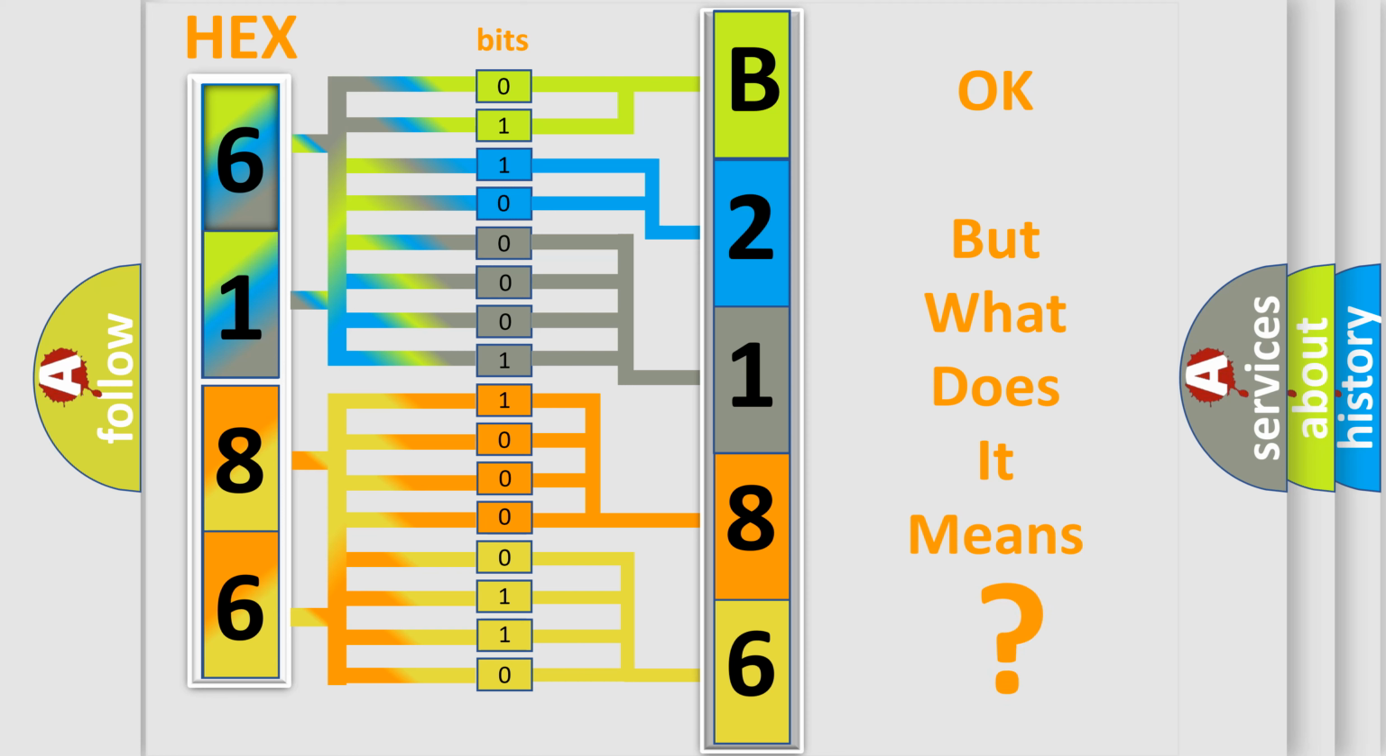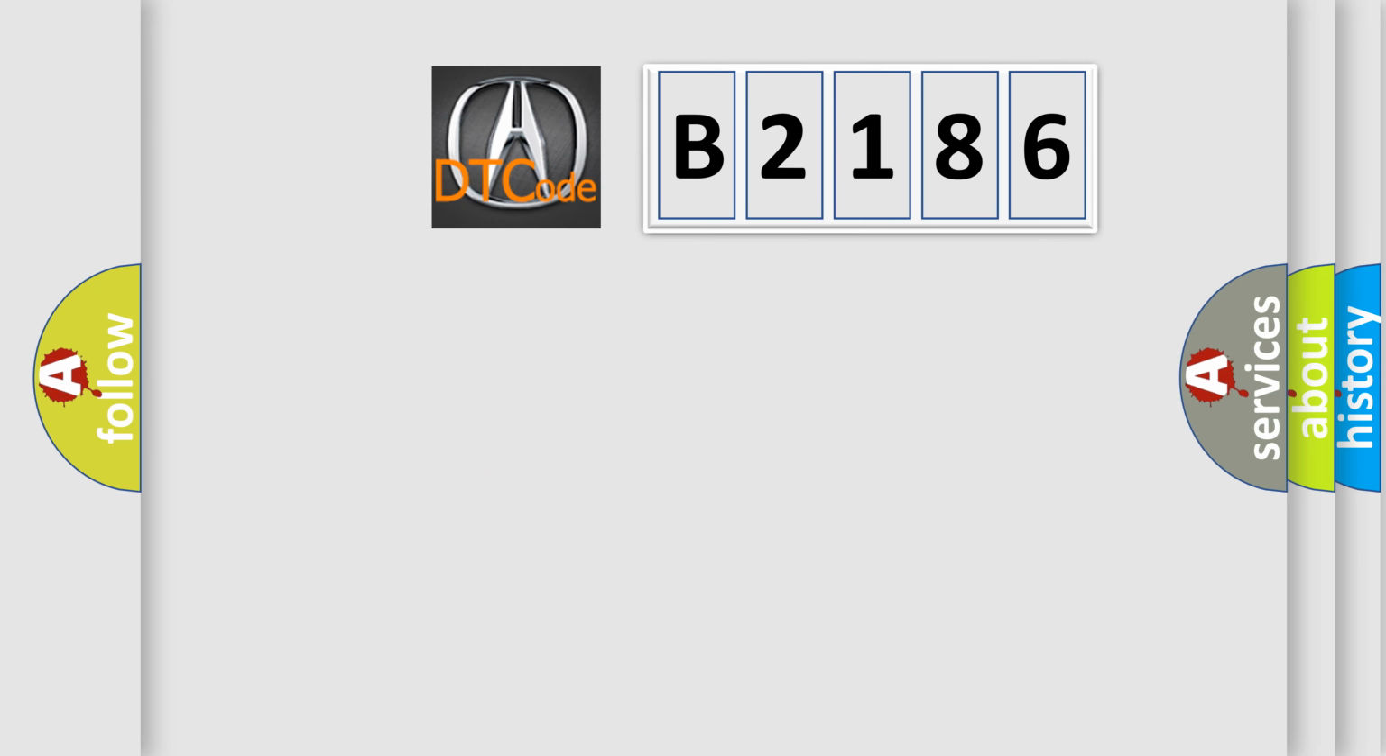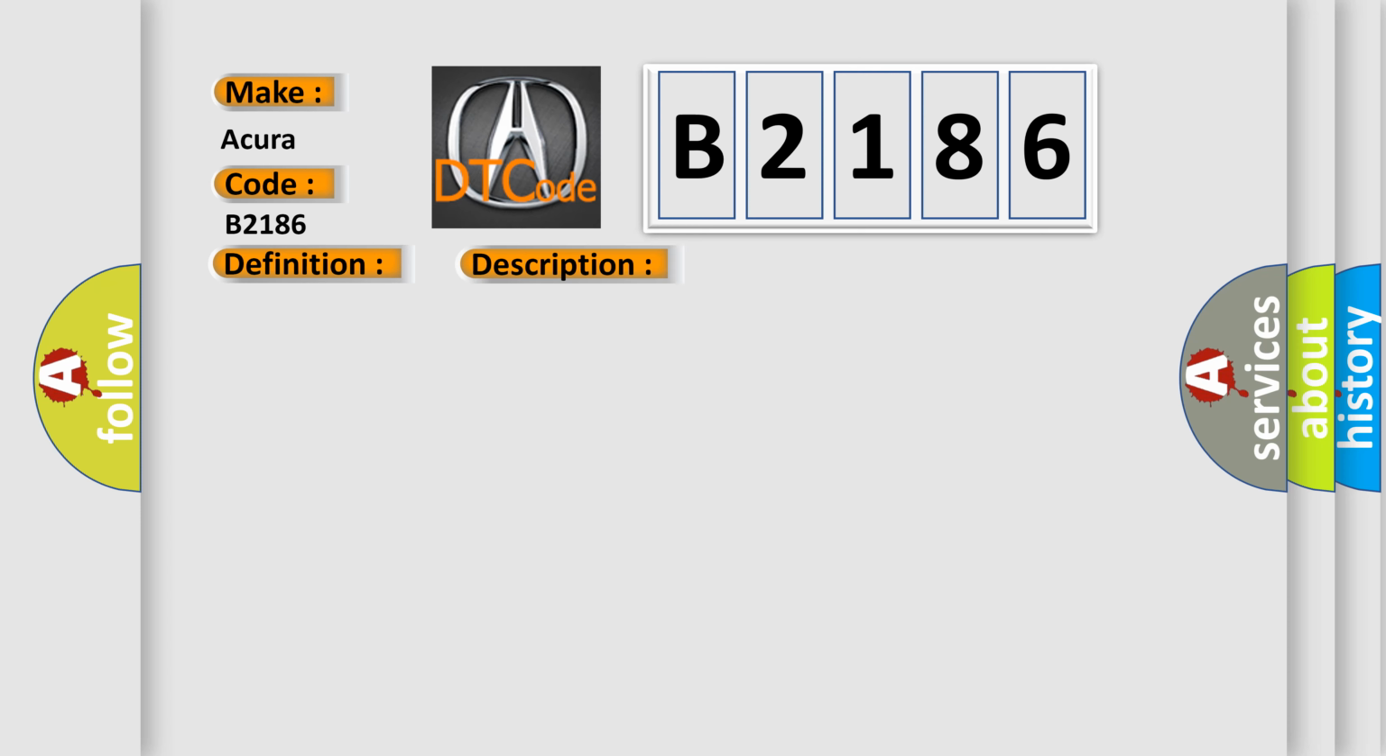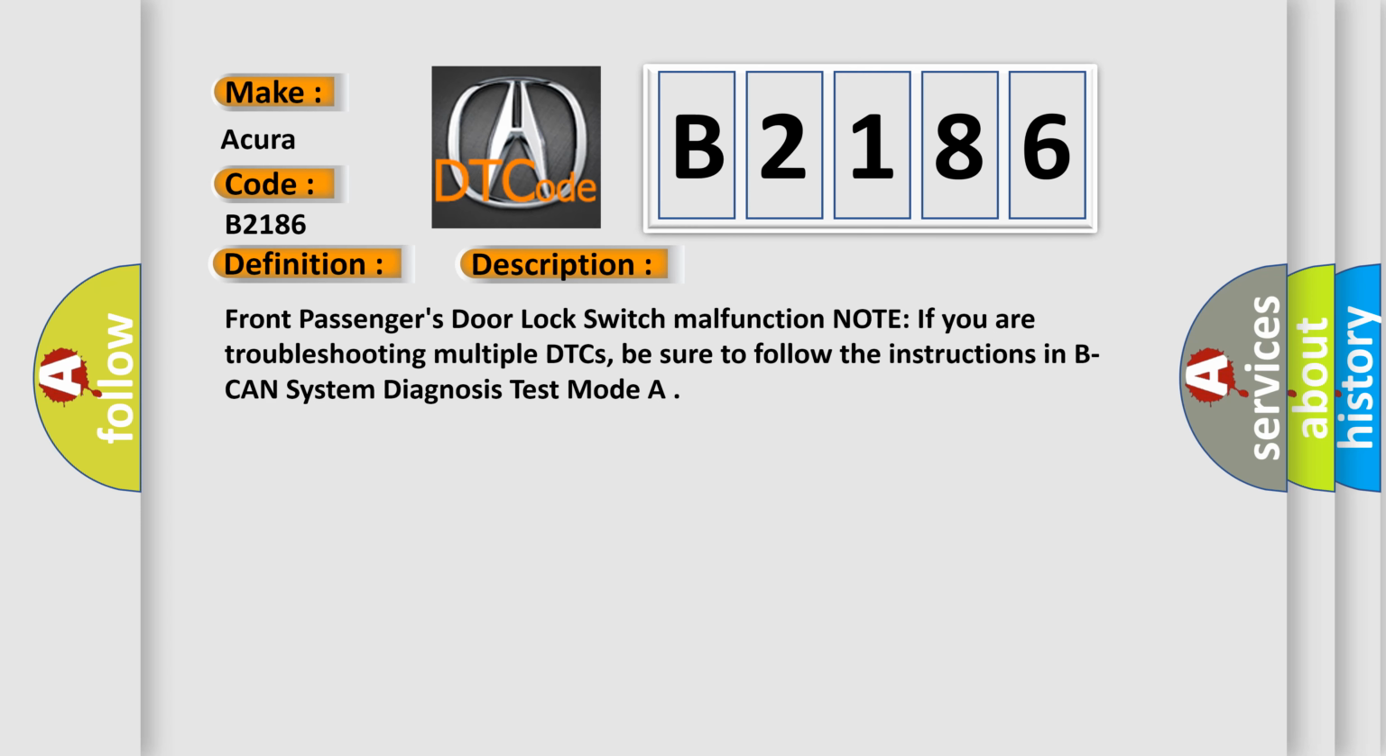The number itself does not make sense to us if we cannot assign information to what it actually expresses. So, what does the Diagnostic Trouble Code B2186 interpret specifically for Acura car manufacturers? The basic definition is: front passenger's door lock switch LOCK signal error. And now this is a short description of this DTC code. Front passenger's door lock switch malfunction.